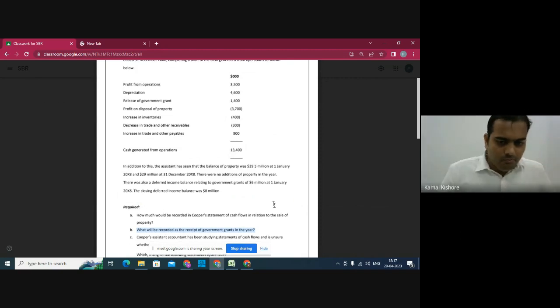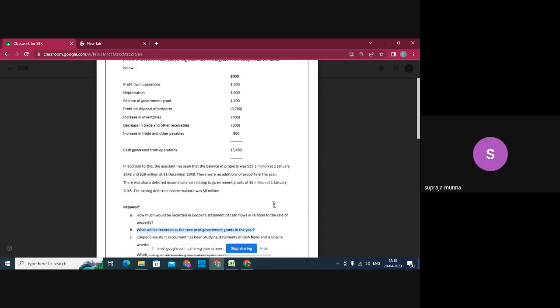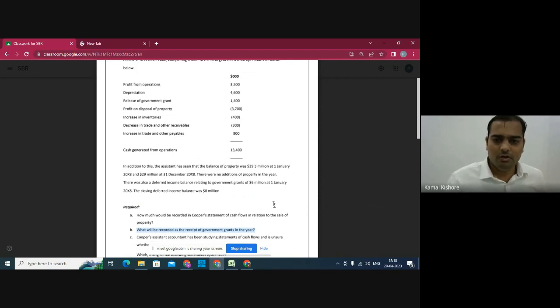See, here we have to find out how much government grant we have received this year. Opening balance is 6 million and the closing balance is 8 million. So 2 million is the government grant we have received. Okay. But what about that 1.4 million?